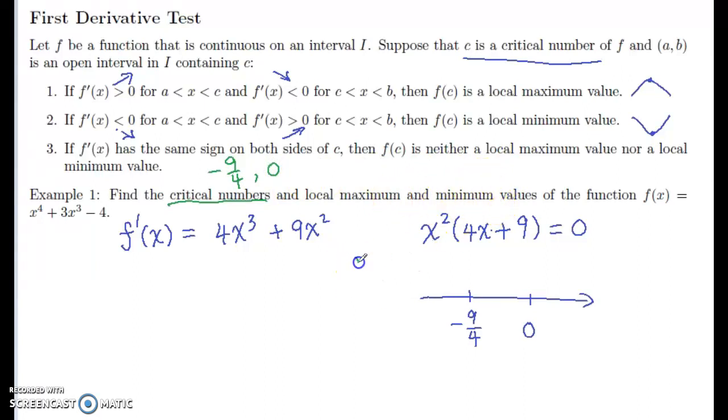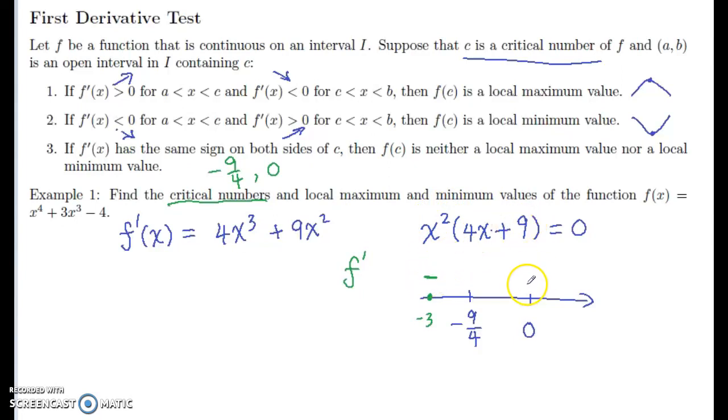So we need to find out the sign of f prime of x. Let's take a test value here, and you need to know what number to take. Negative 9 over 4 is negative 2.25, so you can plug in negative 3 into f prime, either here or here. But here is easier because it's easier to discuss the sign. Negative 3 squared is positive. Negative 3 times 4 plus 9 is negative. So it's negative right here.